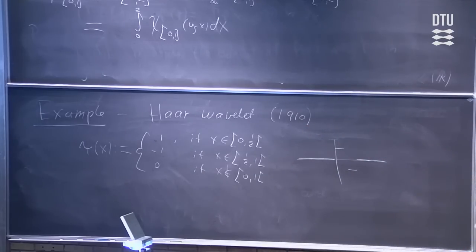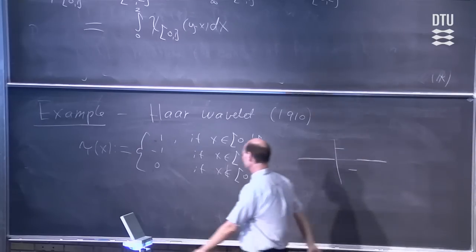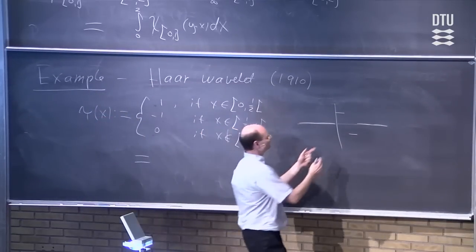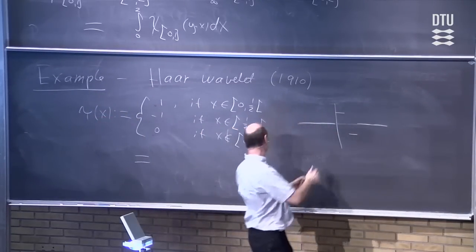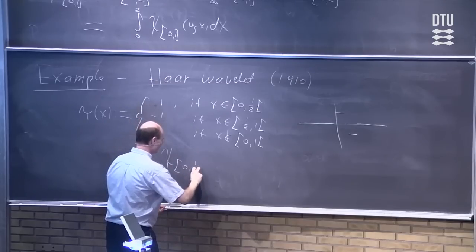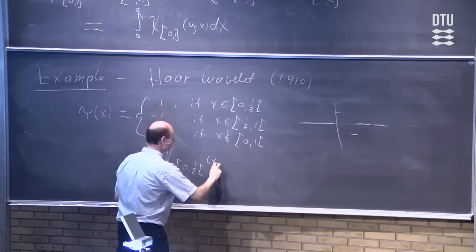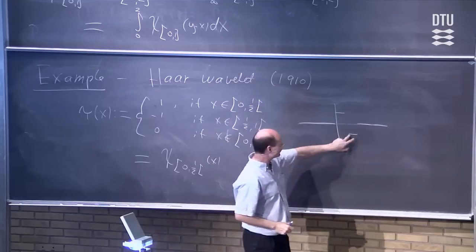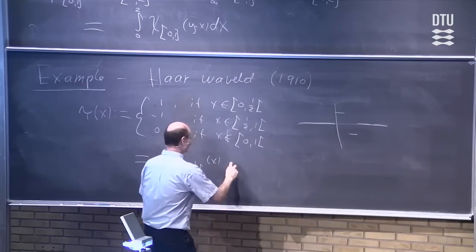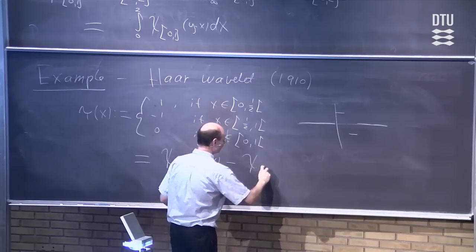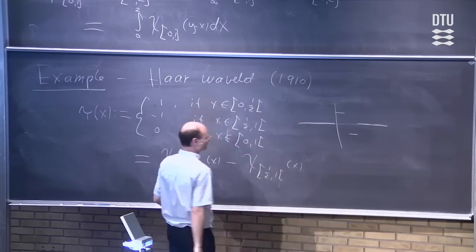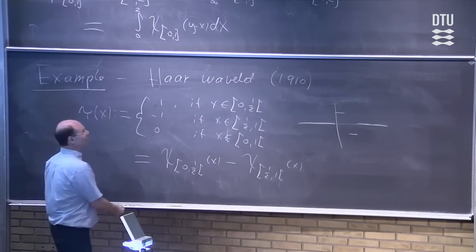So we can actually write this function down in terms of the characteristic functions. So what we have here, you can see the function is simply equal to 1 on the first interval. So we have a characteristic function for the interval 0, 1/2. And then on the next interval from 1/2 to 1, it is minus 1. But this just means that we make a subtraction of the characteristic function for the interval 1/2 to 1. So this is the way to write down the function.